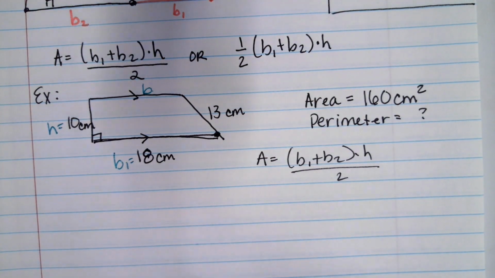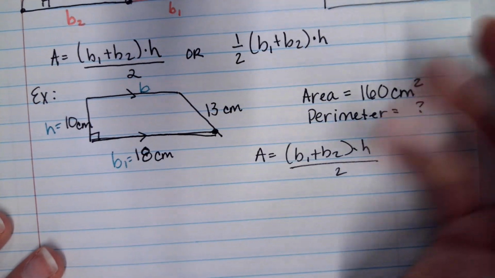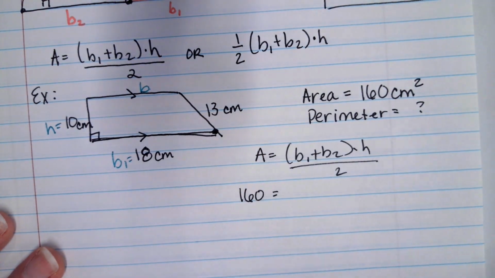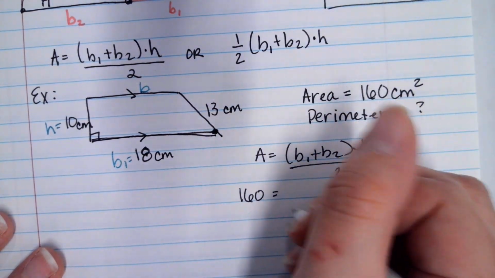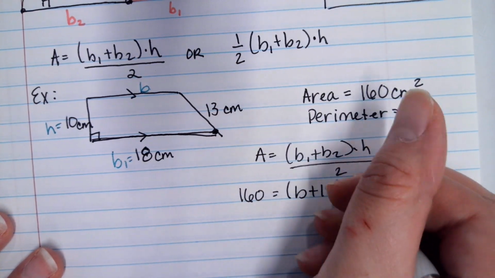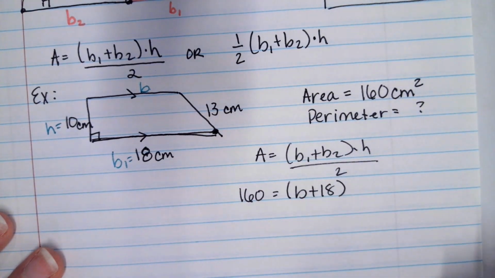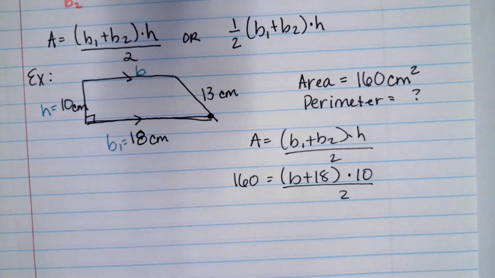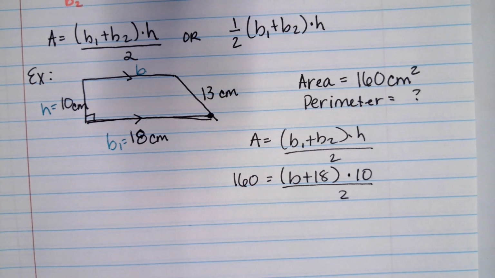Let's go ahead and plug in the information that we have. We do have the area, so I'm going to plug in 160 equals, and then we're going to do base plus 18, or 18 plus base, times the height, which is 10, and then divide it by 2. Okay, let's look at this. Can we simplify anything?